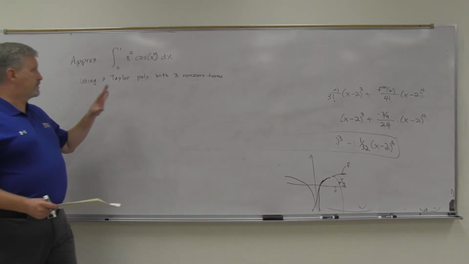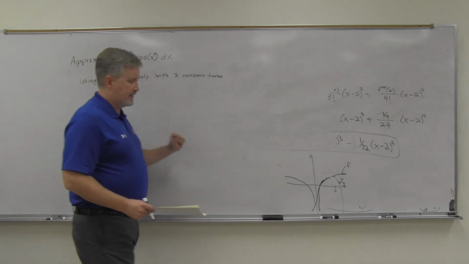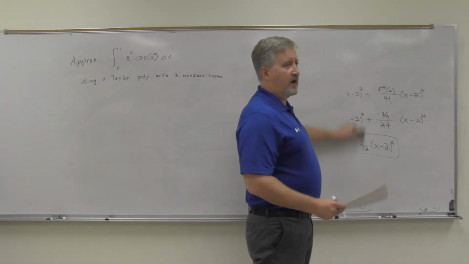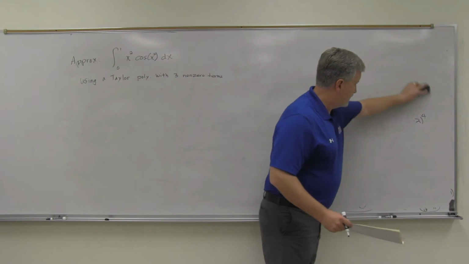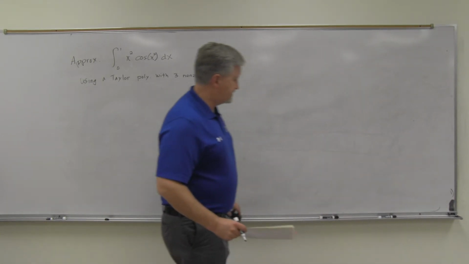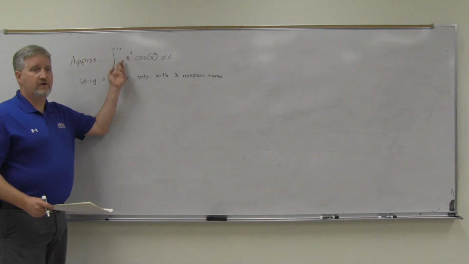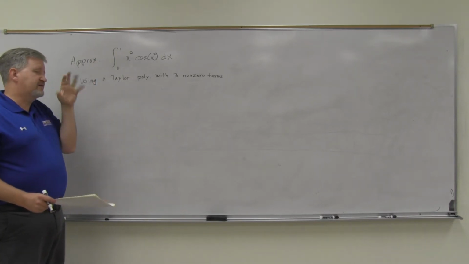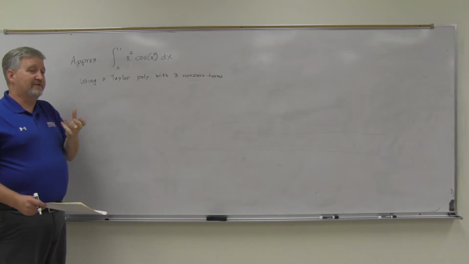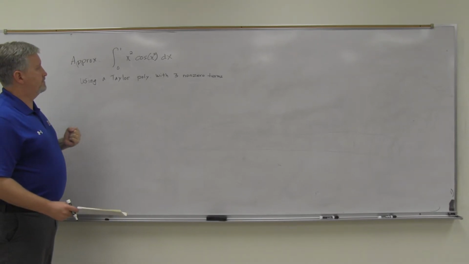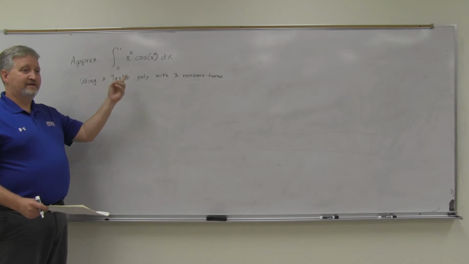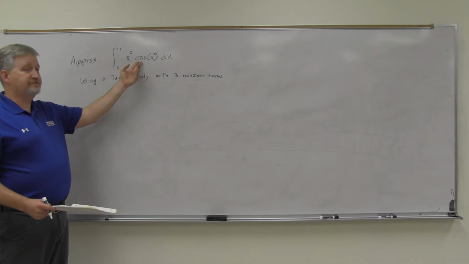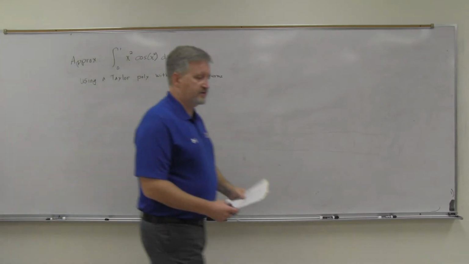A while ago we were doing Taylor polynomials, and we were just writing them out. But let's think about this one. Since I'm talking about 0 to 1, that's technically centered at a half, but that's pretty close to 0, isn't it? Well, since it's close to 0, let's just use the Maclaurin series for cosine. Cosine of x, what is the Maclaurin series?